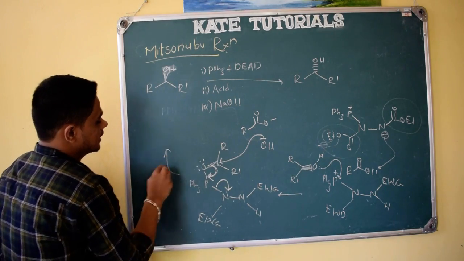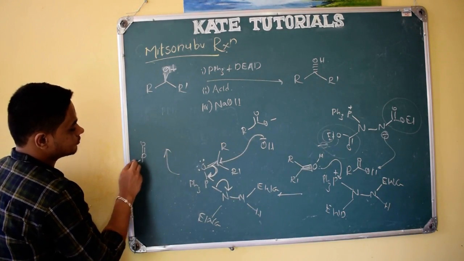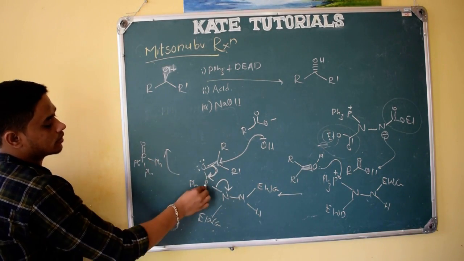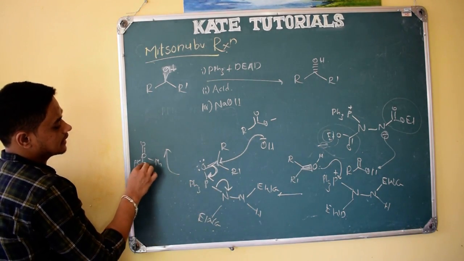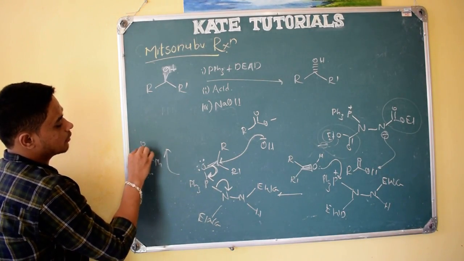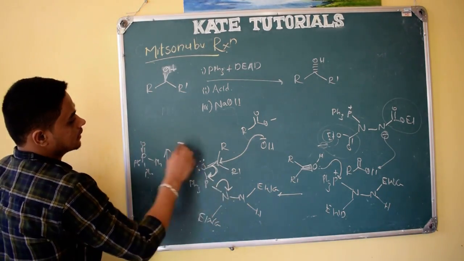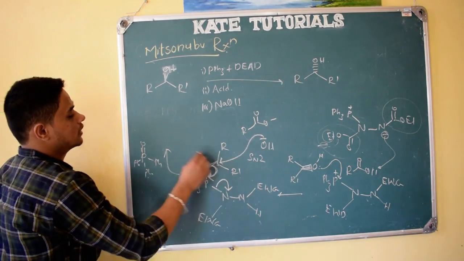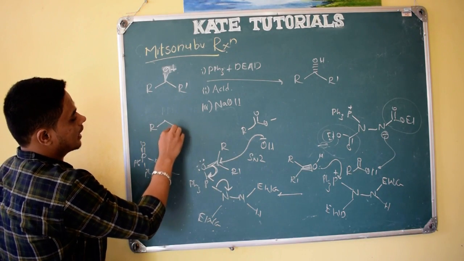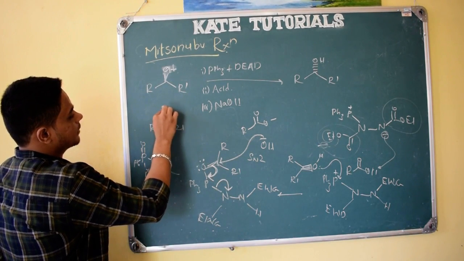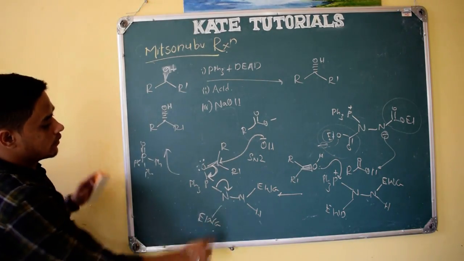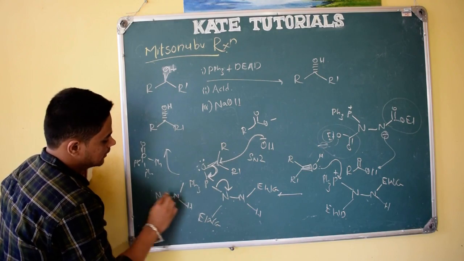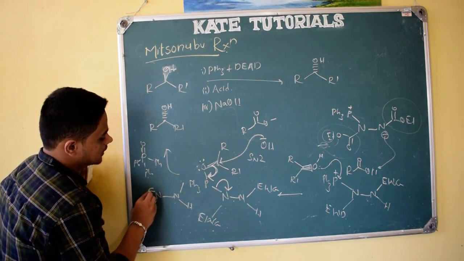So what happens, here it will form P double bond O, PPh3 oxide. I used to write PPh3, meaning the structure is PPh3, and double bond O, right? And here, as it is an SN2 reaction, SN2 means inversion in configuration, right? So we used to get R dash below the plane, OH, and here we are left with N single bond N, here electron withdrawing group, hydrogen, and here electron withdrawing group with negative charge.